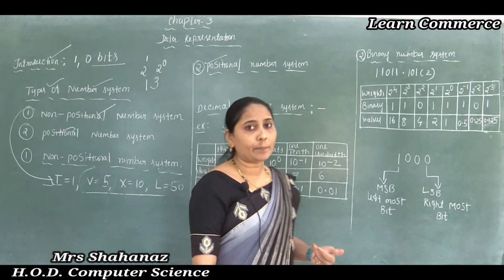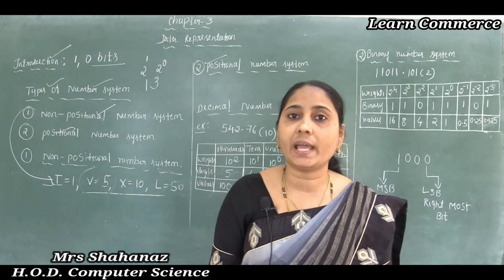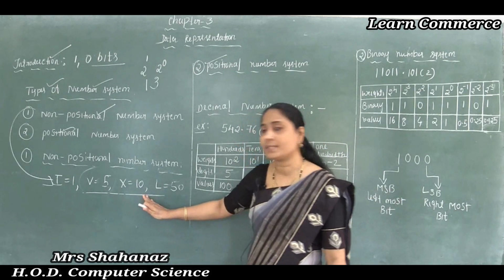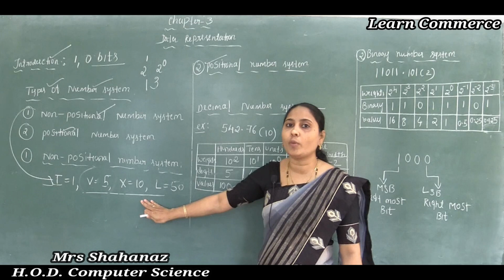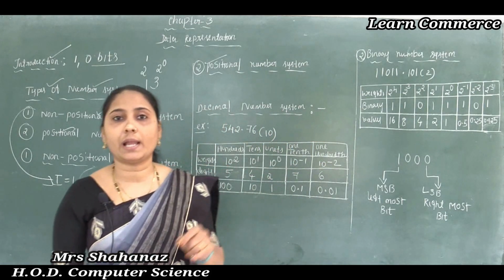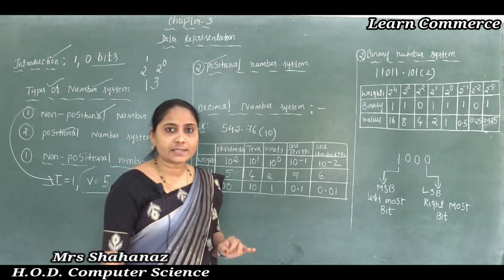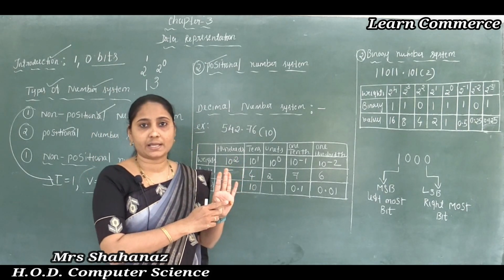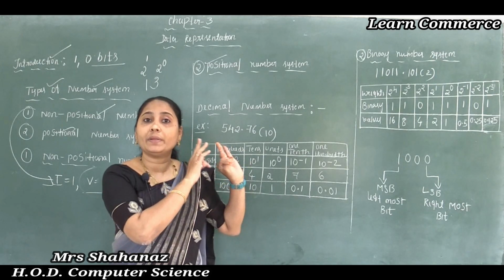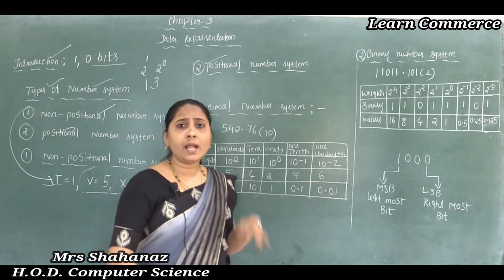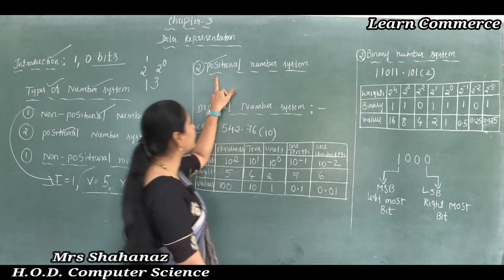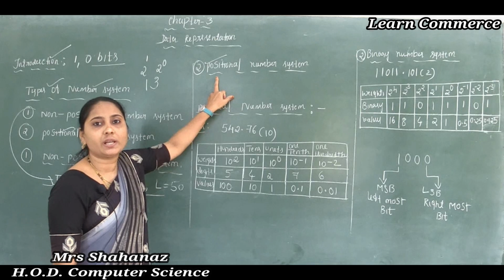Because we have given an example for non-positional, which was the Roman number system, and I already gave some symbols. Correct, no? Now, what examples can be given for the positional number system? We can say the decimal number system, binary number system. Clear this point here? And maybe the octal number system and hexadecimal number system are some of the examples of the positional number system.